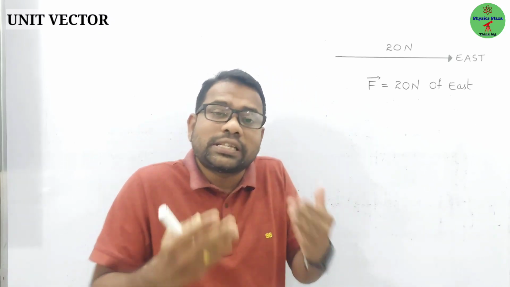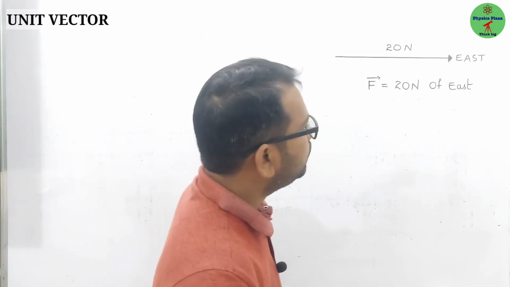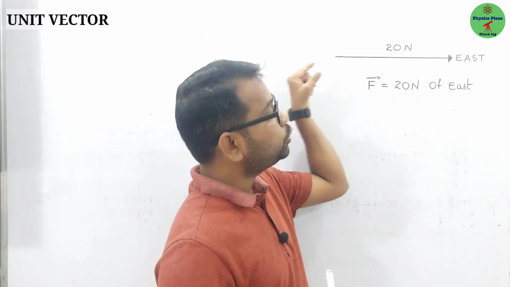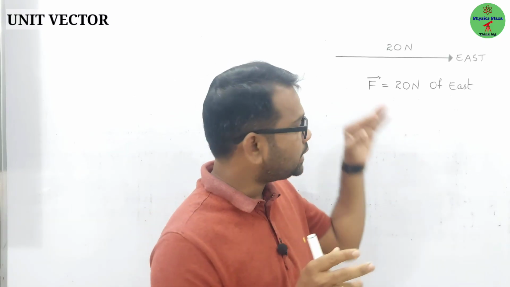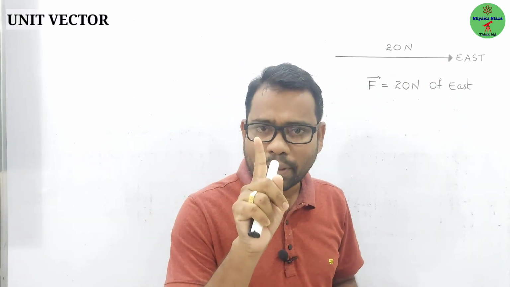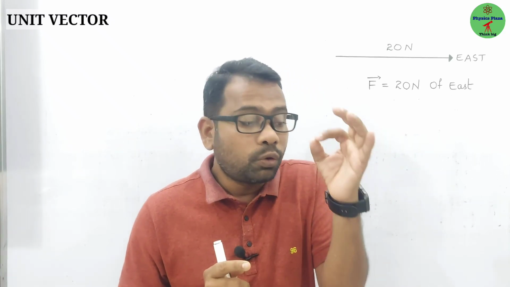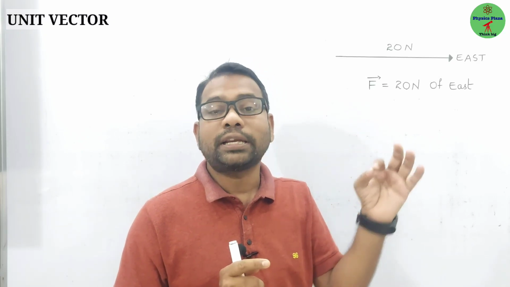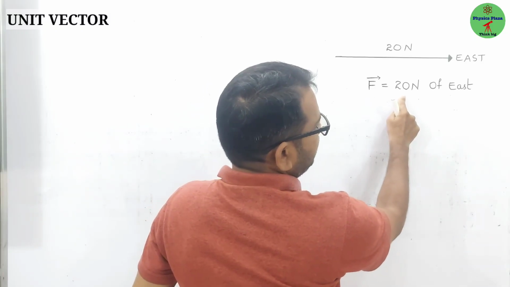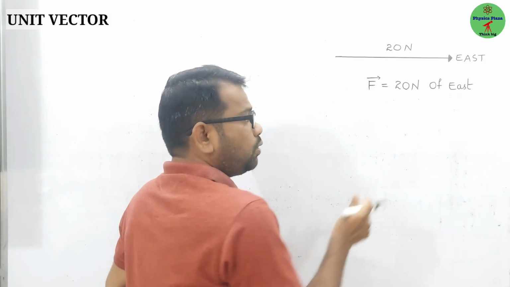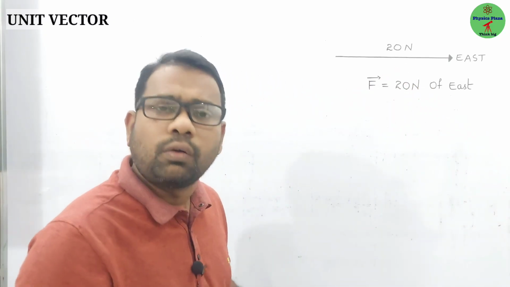Now, my question is: how can I get a force of 1 Newton acting towards the east? Try to understand, children, in the same direction. I want the force to act in the same direction only, but with a magnitude 1. I want to find out a 1 Newton force acting towards east. Very simple. Suppose it is a vector of 20 Newtons east. From this, if I want to get a 1 Newton force acting towards the east, what should I do?